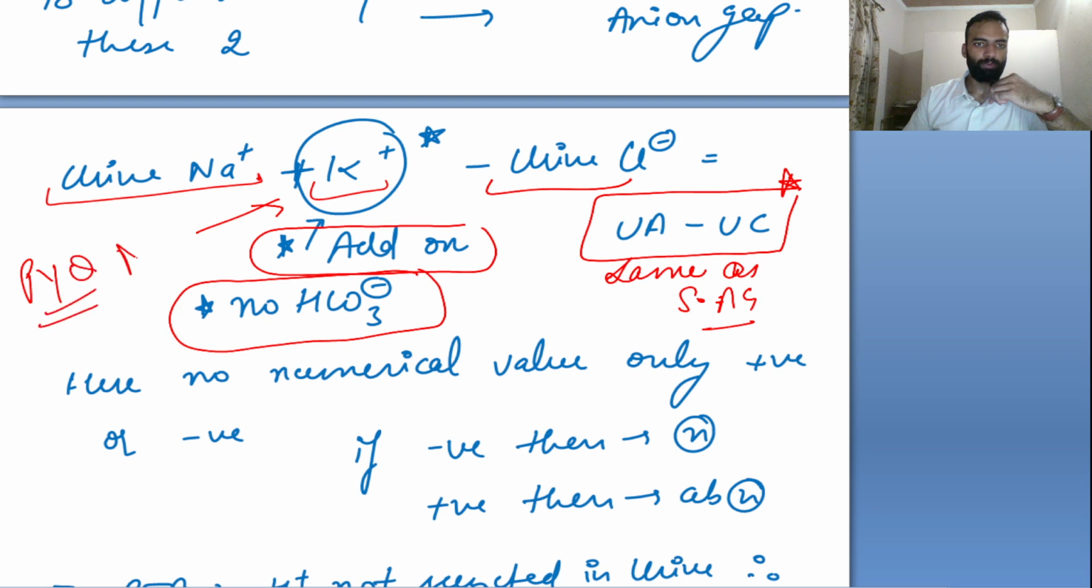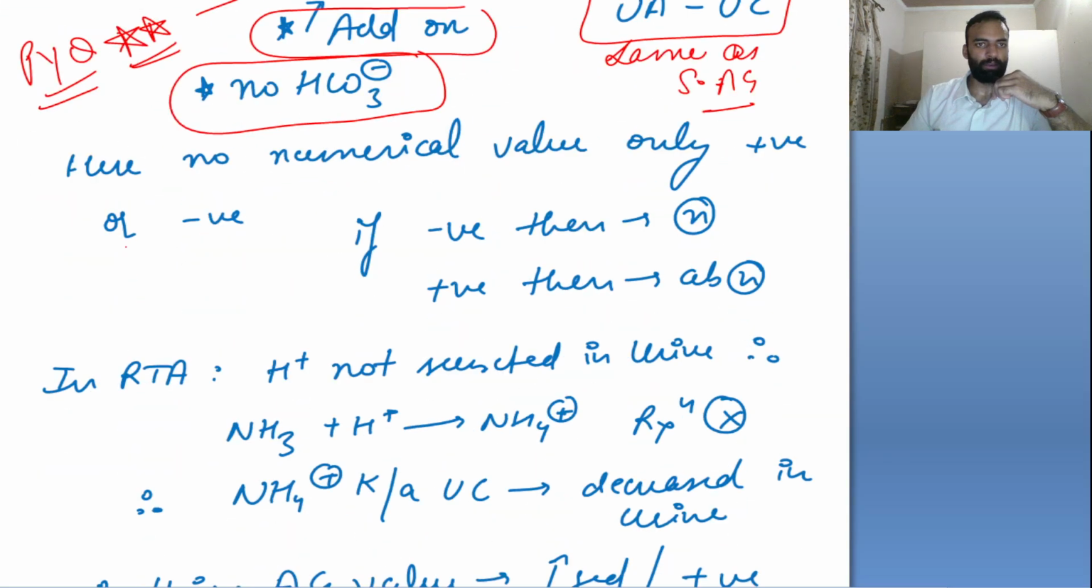These are both PYQs. You have to remember the formula and which ions are there in which anion gap. Now, there is no numerical value in the urine anion gap. There is only negative and positive, like Weber's test and Rinne's test we do in ENT. If the urine anion gap is negative, that is normal, and if the urine anion gap is positive, then it is abnormal.